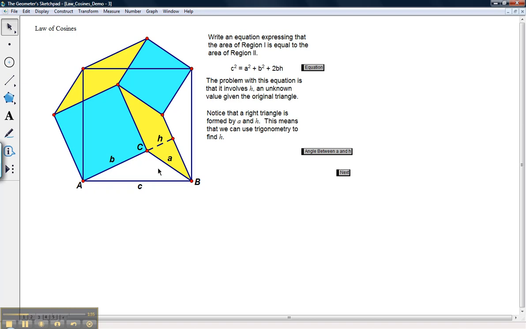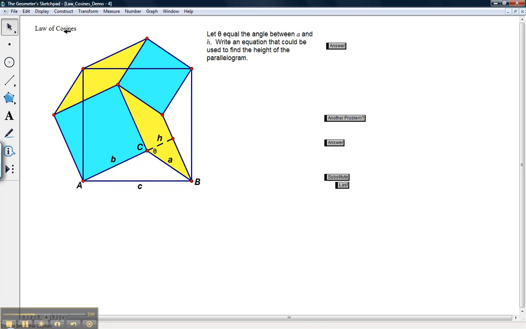We need to substitute it with something else. Notice that the height in this parallelogram makes a right triangle, so we can use trigonometry in order to find that height. We just need an angle measurement. So we'll call this angle formed by side A and the height theta. What ratio would we use in order to find the height? Well, this is the adjacent side, and that's the hypotenuse. I believe that would be cosine.